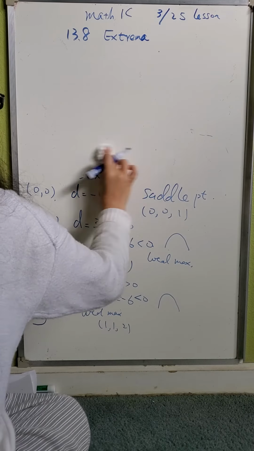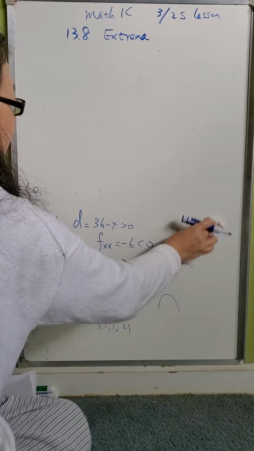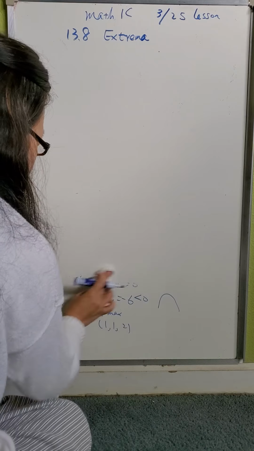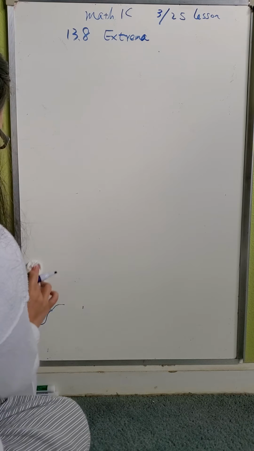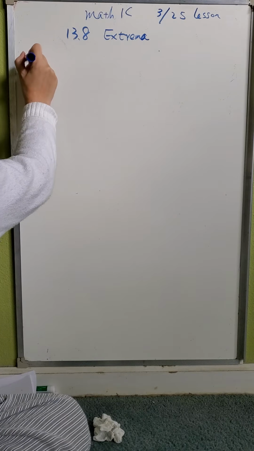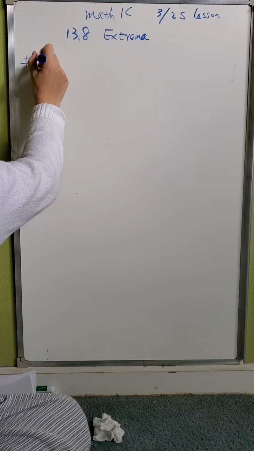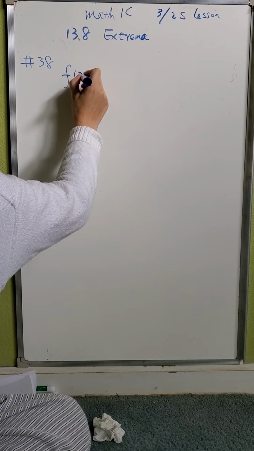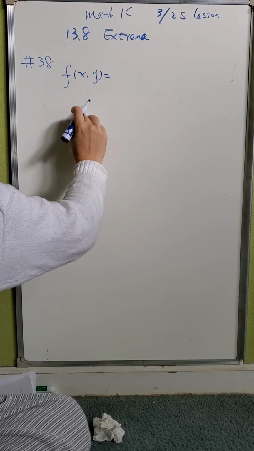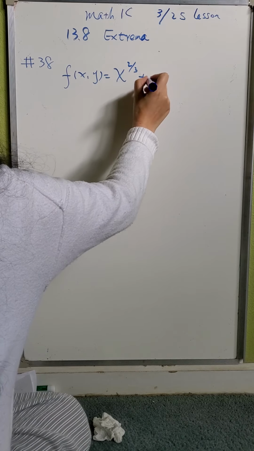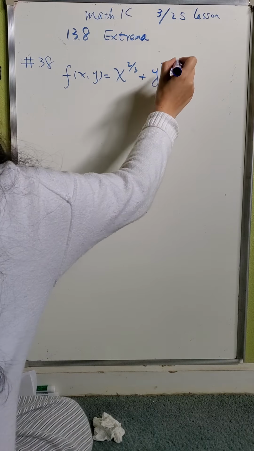Let's look at the next problem, number 38. Then we'll break the video into 2 parts, because the last 2 problems are very long. We are given f(x,y) equal to x^(2/3) plus y^(2/3).